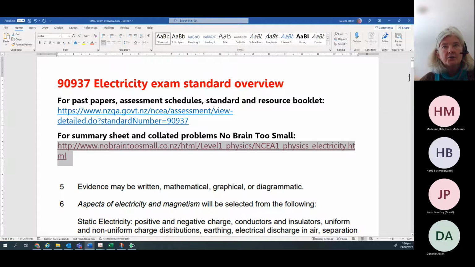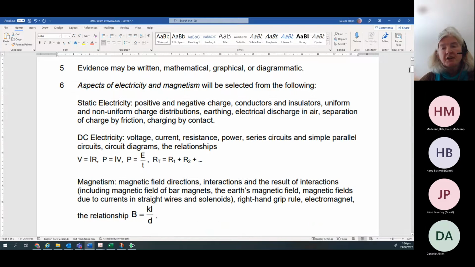Now, let's look at the standard very quickly. Pretty much it's in those 3 sections. So you're going to have static electricity. There'll always be a question on static electricity. And you need to be able to explain in terms of positive and negative charges attracting and like charges repelling. The fact that you can get conductors and insulators and so on. The uniform and non-uniform charge distributions. If you've got electrical discharge in the air and friction causing a separation of charge, those sort of things.